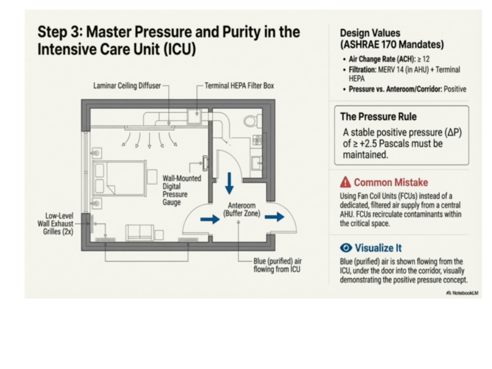It's also essential that the pressure in the ICU remains positive relative to the corridor. This positive pressure acts as a protective barrier, preventing contaminated air from flowing out into other areas. To be precise, the pressure differential should always be at least plus 2.5 pascals, ensuring a consistent flow of clean air outward.